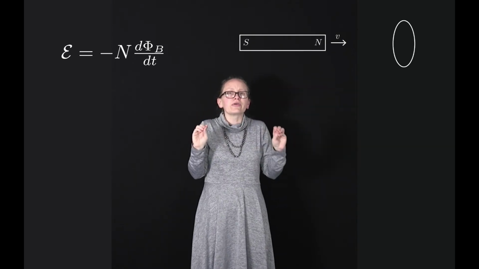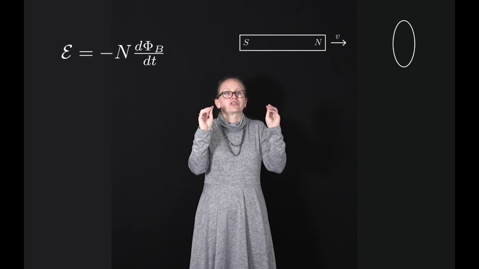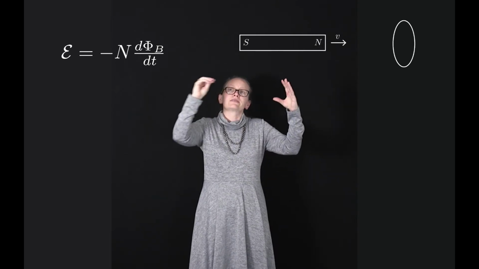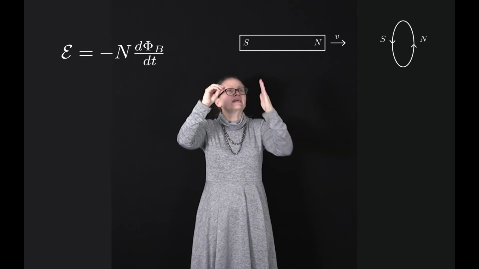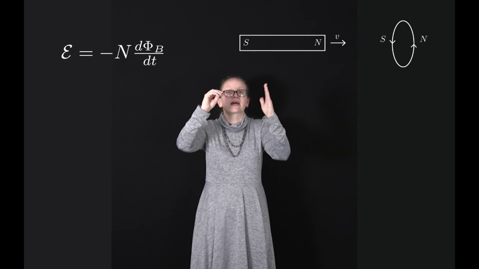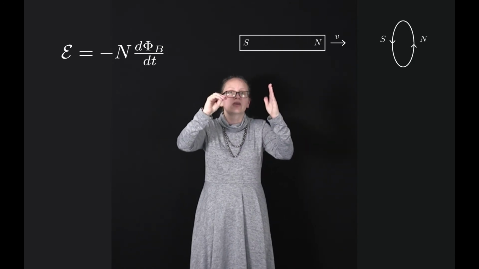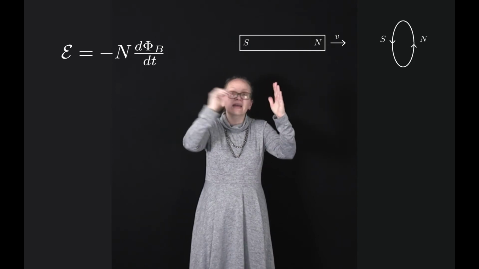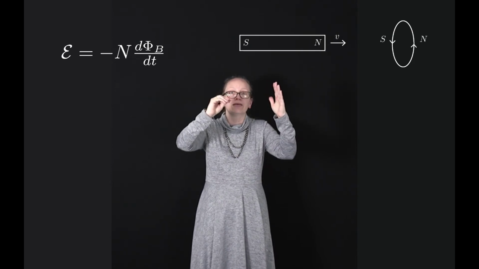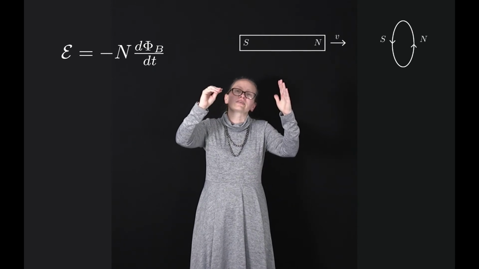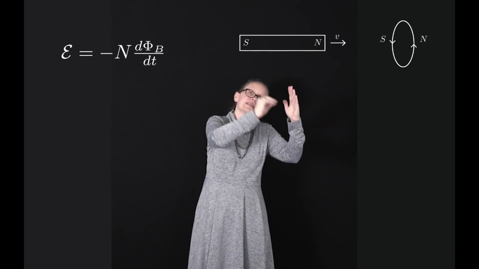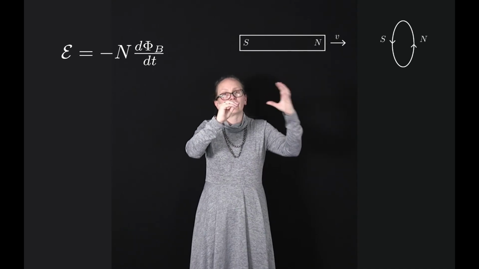Now let's suppose that it does not oppose the change that induces it. So as we move a north pole towards this coil of wire, we get a south pole induced on the side closest to this magnet. So that south pole then attracts the north pole of the magnet because they're opposite magnetic poles. And so that causes the magnet to accelerate towards that coil of wire.